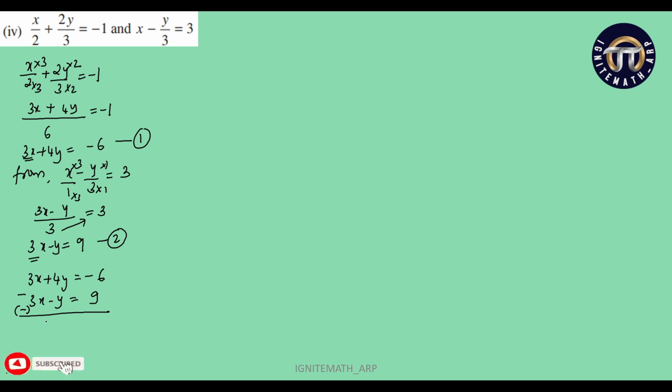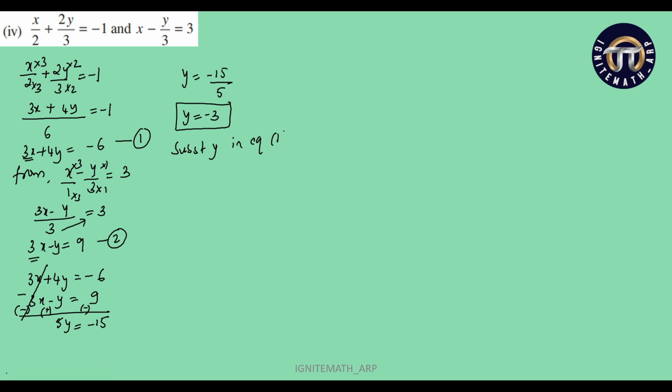Clear? Right. So now this will get cancelled. Here again plus I will write. Here minus I will write. 4 plus 1 is 5y is equal to minus 15 I get. So y is equal to minus 15 divided by 5. Y is equal to minus 3. Clear? So substitute y in equation 1.